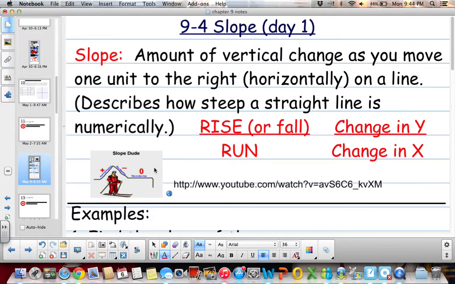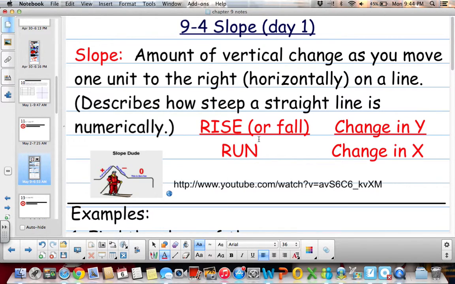Sometimes I talk about a ski hill, and there's this really sweet video that we'll watch in class tomorrow about Slope Dude that tells us a little bit more about slope. Or if you really want to go onto YouTube and watch it, you can do it. Here's the link, or you can just Google Slope Dude. But if you think of a hill, the higher the slope, the steeper the hill is.